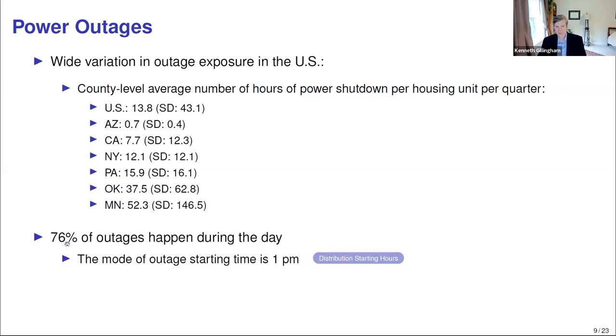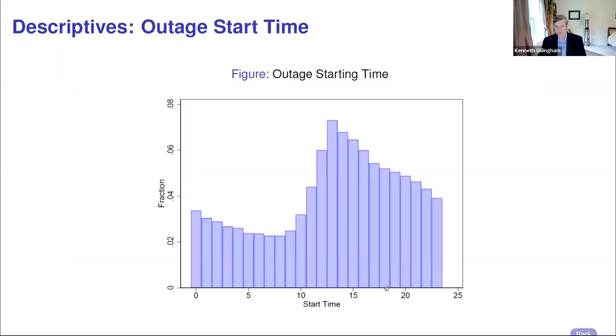Interestingly, 76% of the outages happen during the day, and the mode of the outage starting time is 1 p.m. I'm going to quickly flip to this because this is pretty interesting. I always thought outages generally occurred at night. A lot of outages actually occur in the late afternoon and early evening. So that's a lot of time when the sun is still shining.